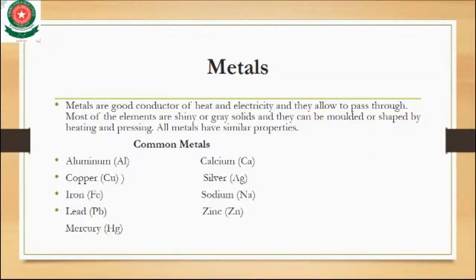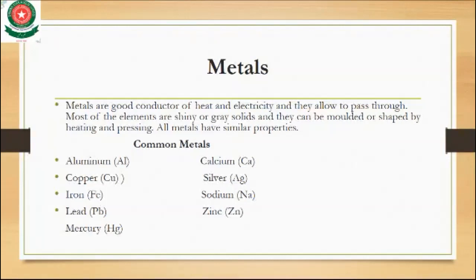Some common elements in the periodic table that are metals are aluminium, copper, iron, lead, mercury, calcium, silver, sodium and zinc. These are all metals, and Al, Cu, Fe and so on are the symbols of these metals.